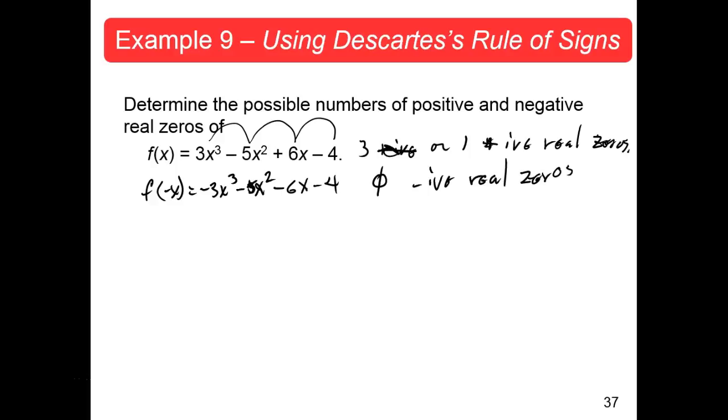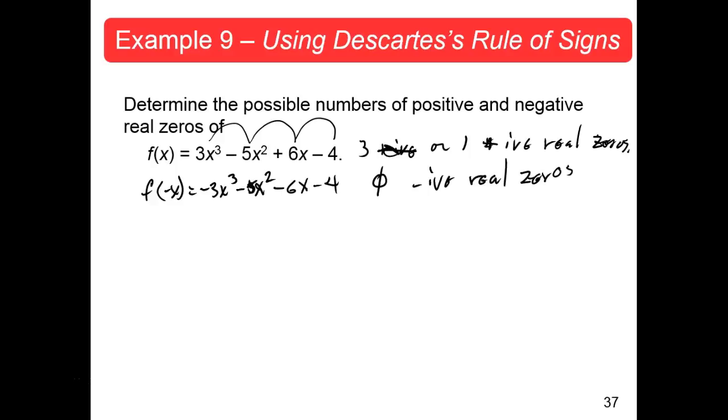You're going to have 1. You may have 3 positive real zeros. See, it gives you more information so you can make your life a little easier later. Well, that just gave you the possible number. What you would do next is the rational zeros test. We're not going to do it. All I asked for is possible numbers.